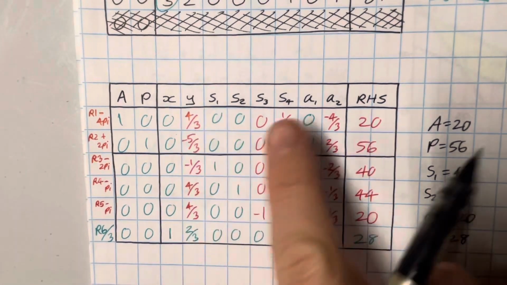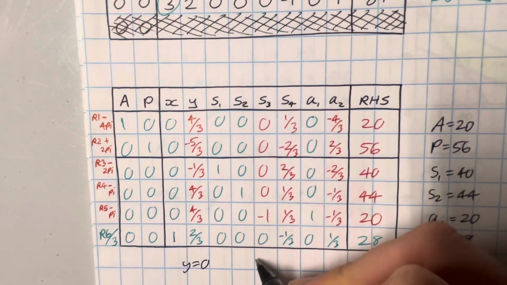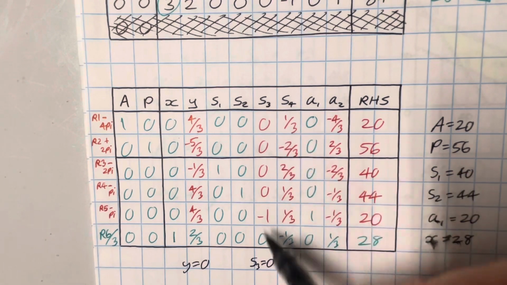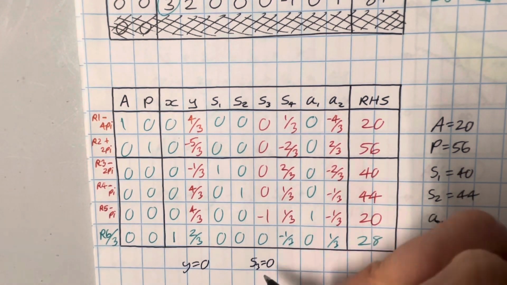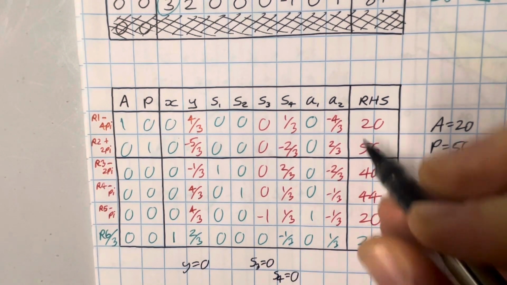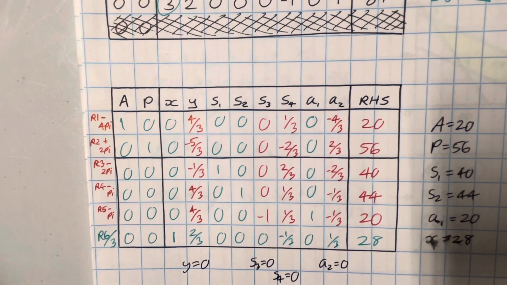So these are the columns that are full of junk. So Y is 0, S3 is 0. This is classed as a column full of junk because it doesn't contain 1, 1. It's got one negative 1, so it's still a column full of junk. S4 is also 0, and A2 is 0. So that is where we are at currently.